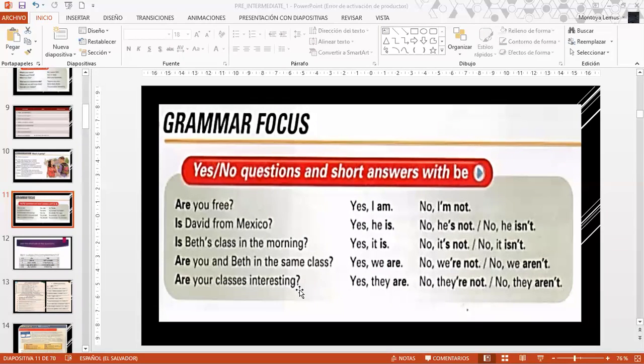Take a look at the questions in the chart again. Are you free? Yes, I am. No, I'm not. Is David from Mexico? Yes, he is. No, he's not. Or no, he isn't. See the structure of the questions. B plus subject plus complement plus question mark. Keep in mind the verb be will depend on the subject we're talking about. Also, when answering in affirmative, you have to always say yes, he is, yes, we are, yes, you are. Your answer should not be just yes. You do the same with negative answers. When your answer is no, you have to answer by saying no, he's not, or no, he isn't, no, they're not, or no, they aren't.